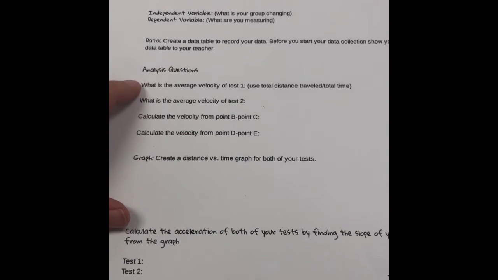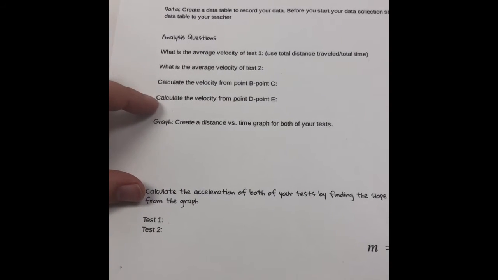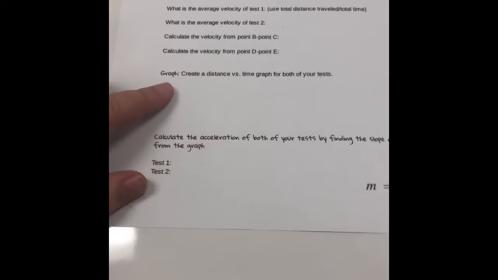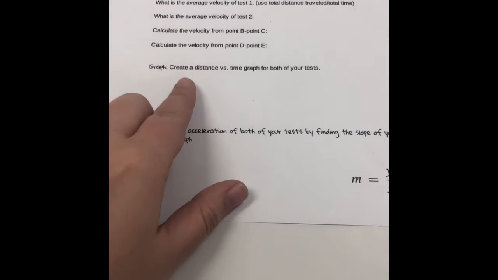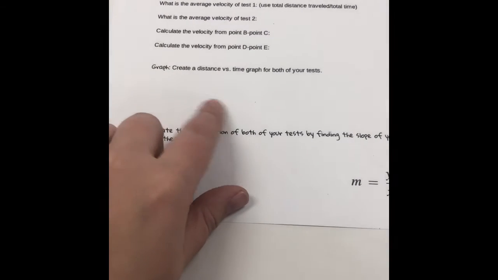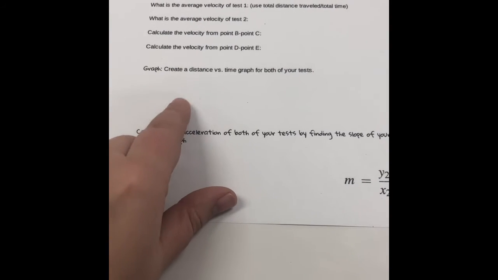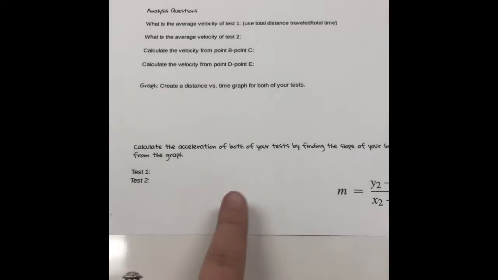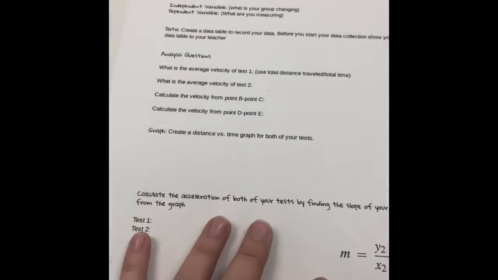After my data table's all filled in, I'm going to have the average velocity to calculate for test 1 and 2, and then the velocity between points B and C, and D and E, and these are for both trials. Finally, I'm going to create a graph, a distance versus time graph. So there's some graph paper on the front table, but what we're going to look at is we're going to make a line graph. Distance would be my y-axis and time would be my x-axis. And then there's one more question about acceleration if you get that far today. All of these questions and data should go into your notebook today.